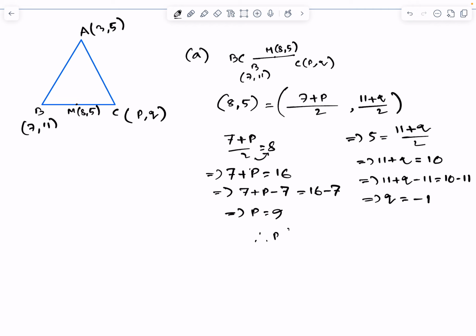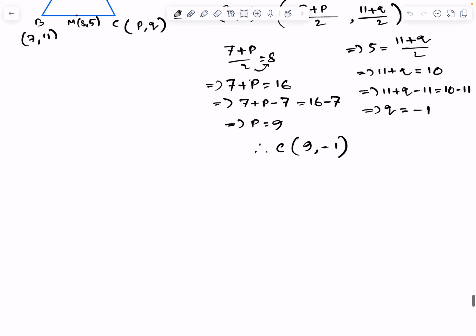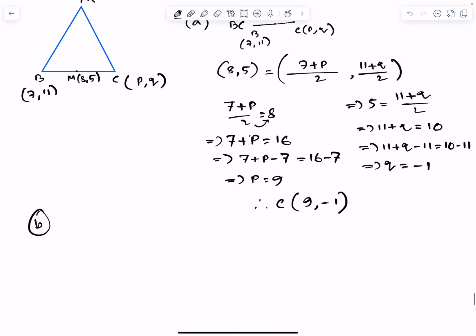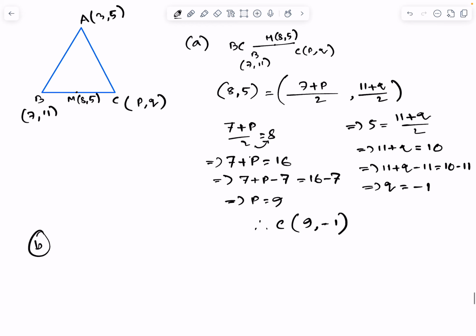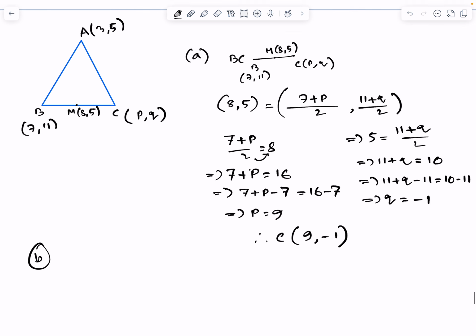So we get our (P, Q), which is point C. Point C is (9, -1). Solved. The first question was to find the value of P and Q, and we already have it. Second question, question B, going to the figure here: find the equation of the straight line joining the midpoint of AB to the point M. So far, very easy question.